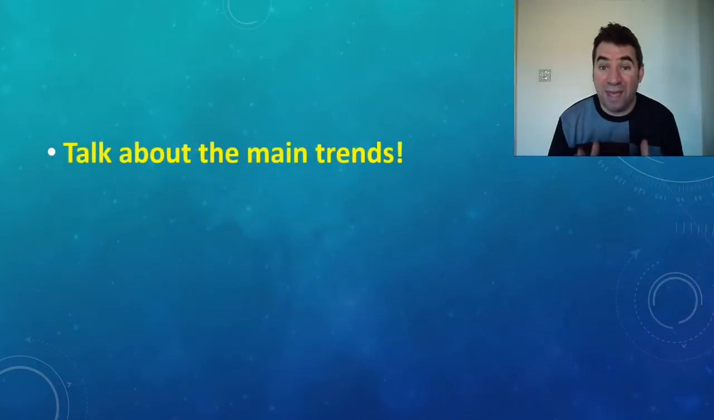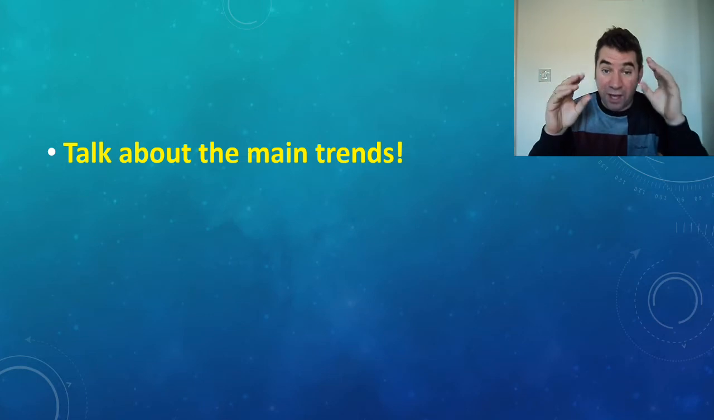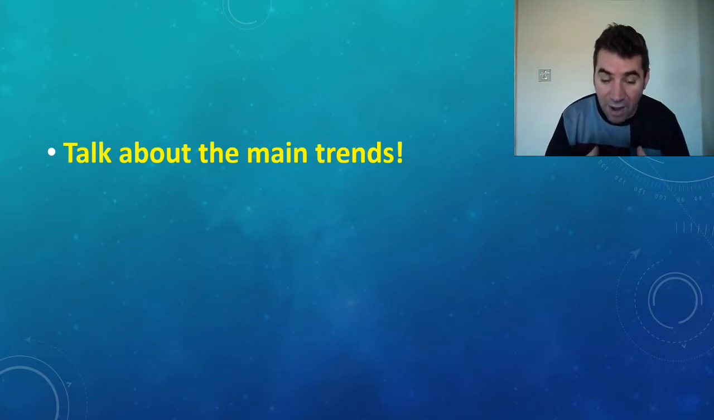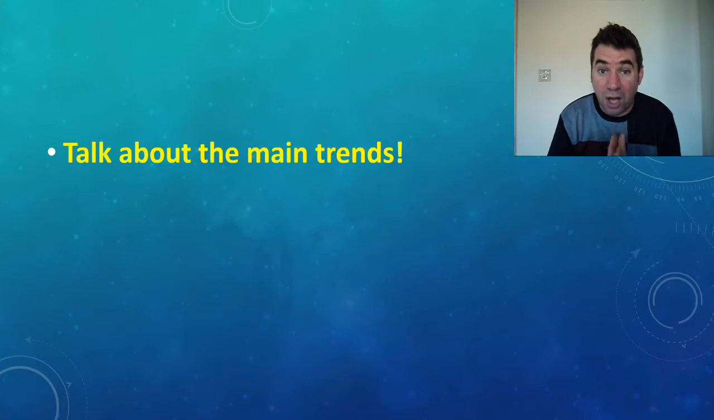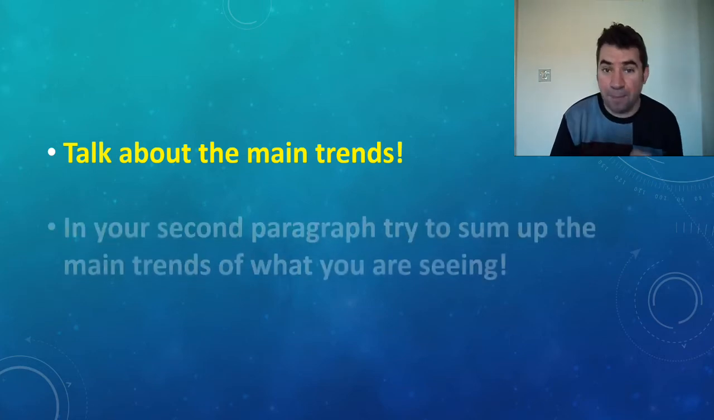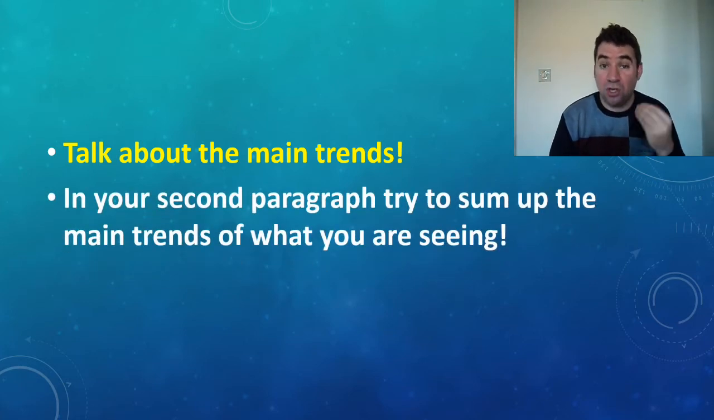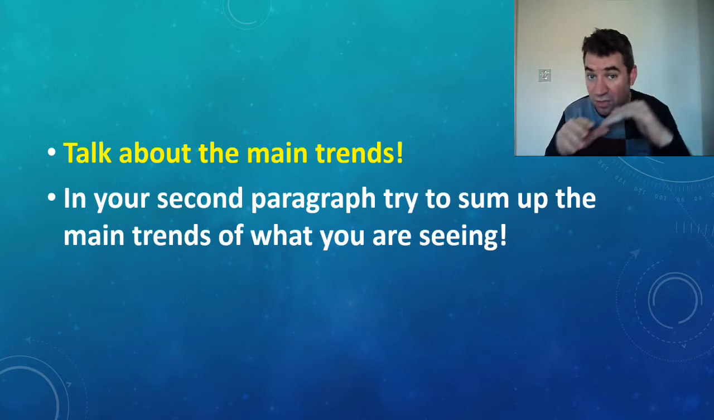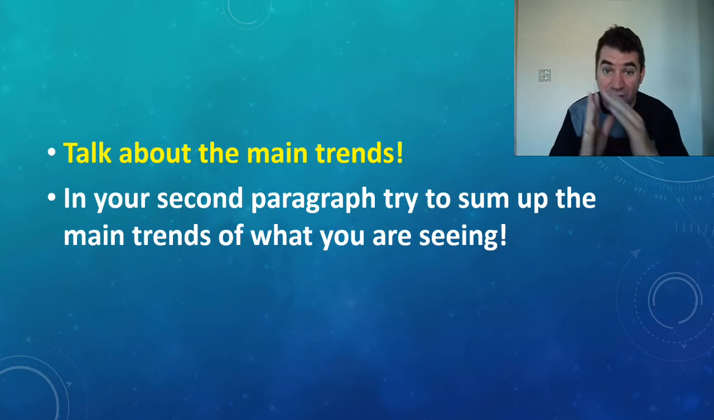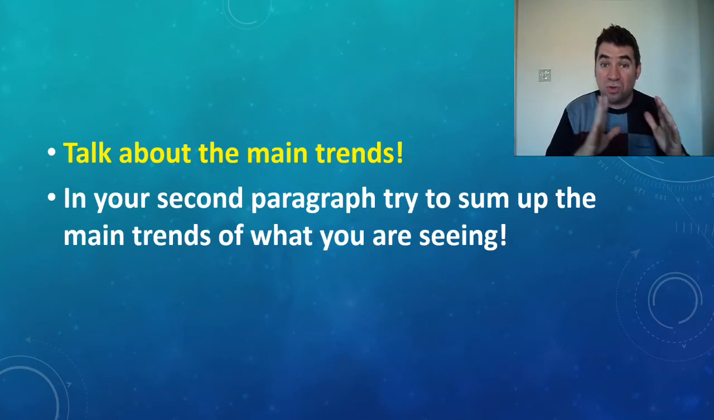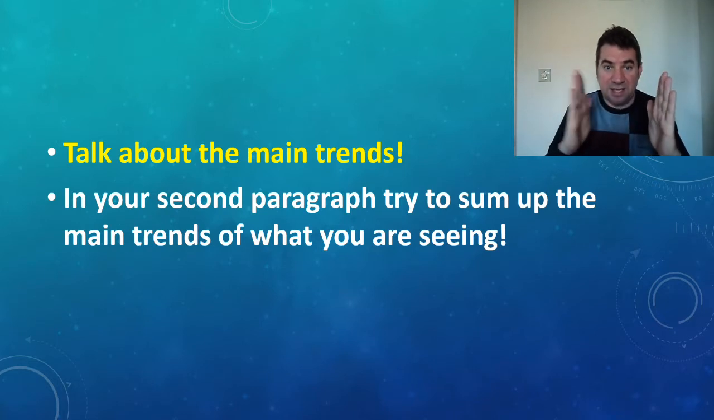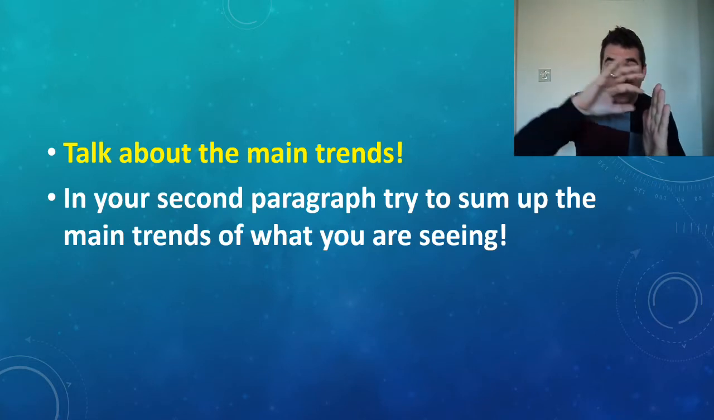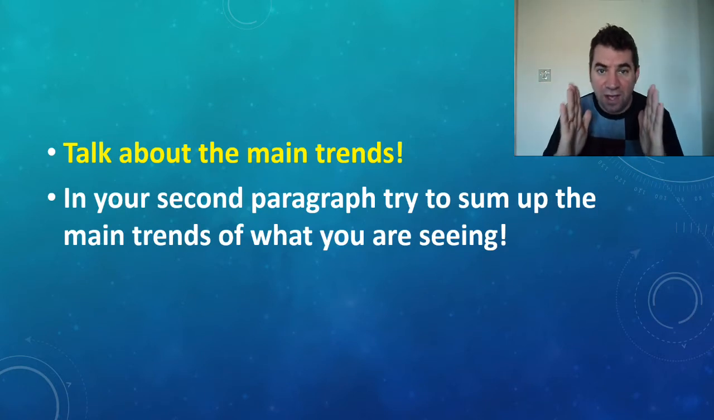Also, talk about the main trends. So in the first paragraph, you're talking about what you see in the diagram or diagrams. In the second one, they do ask you in the question to pick out the main trends. So it's very good to do a 3-4 line paragraph summarizing, literally, what you see. Is everything increasing? Are some things decreasing and other things increasing? Over the period, say it's a 50-year period that you're watching, what is happening? What's the major trend over these 50 years?